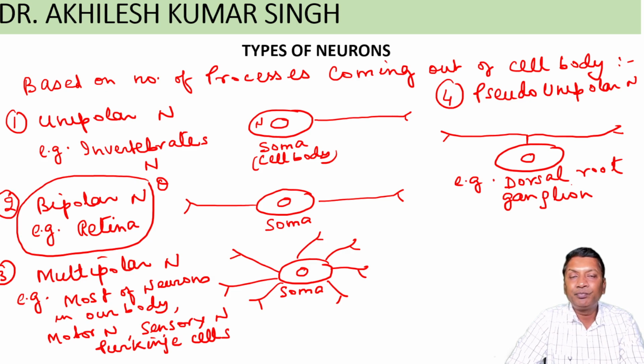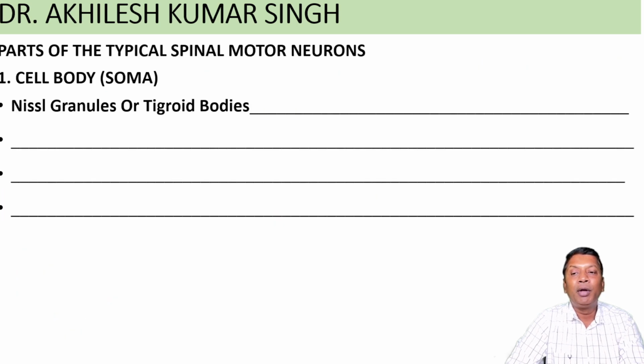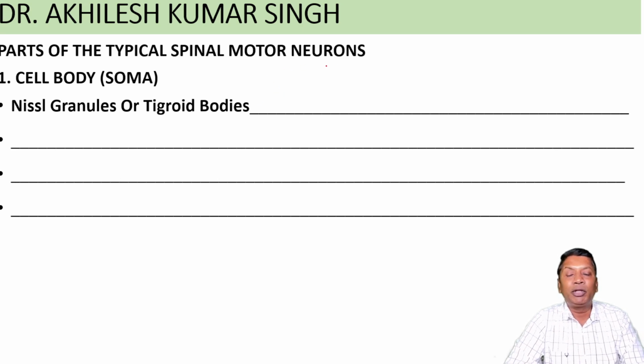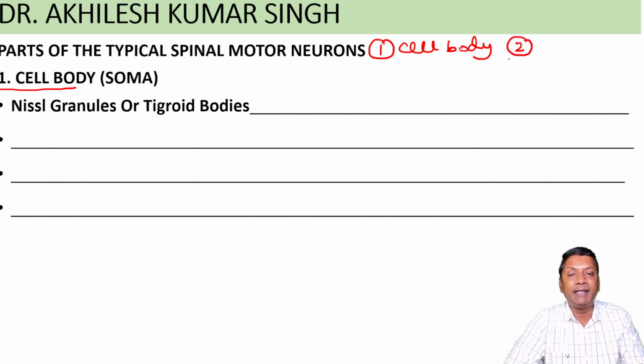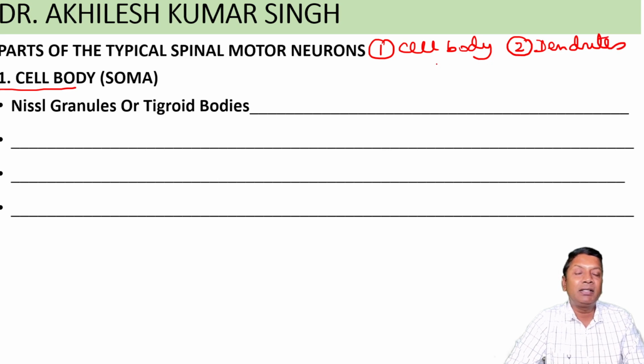Then after this, come to another topic of the nerve physiology, that is the parts of the typical spinal motor neuron. So typical spinal motor neurons have, number one, the cell body. The cell body is also called as the soma. The second part is the dendrites. The dendrites are the receptive process of the neuron. And the third part is the axon.